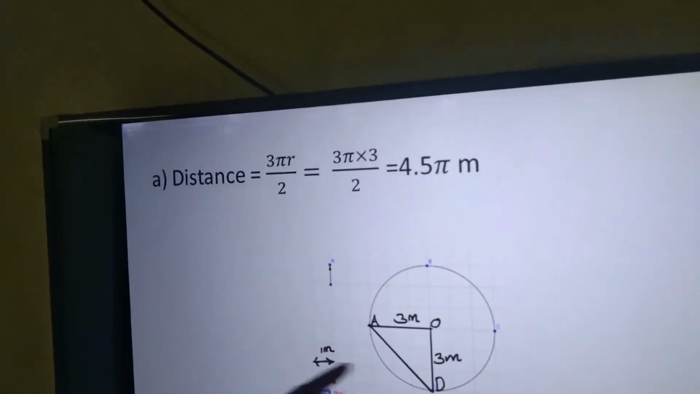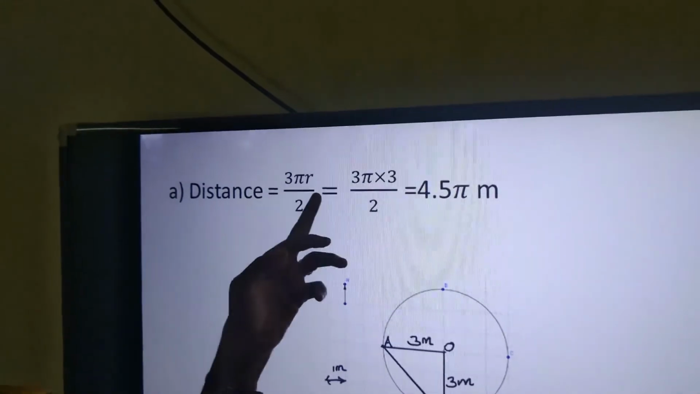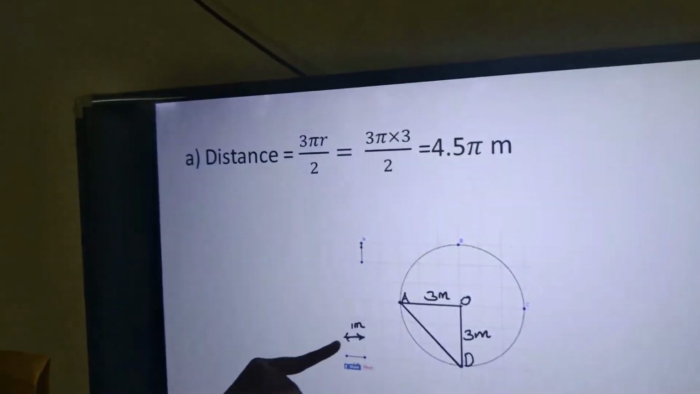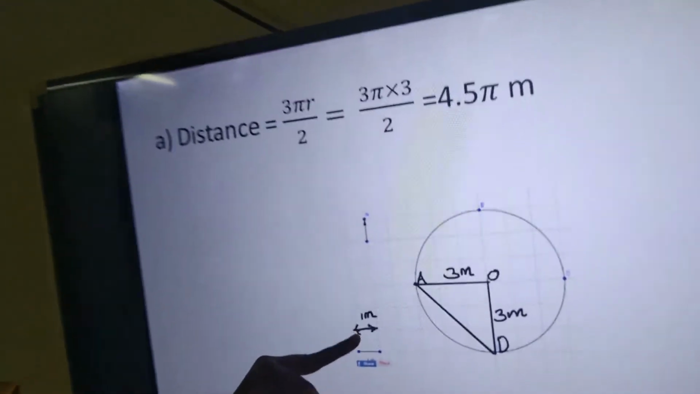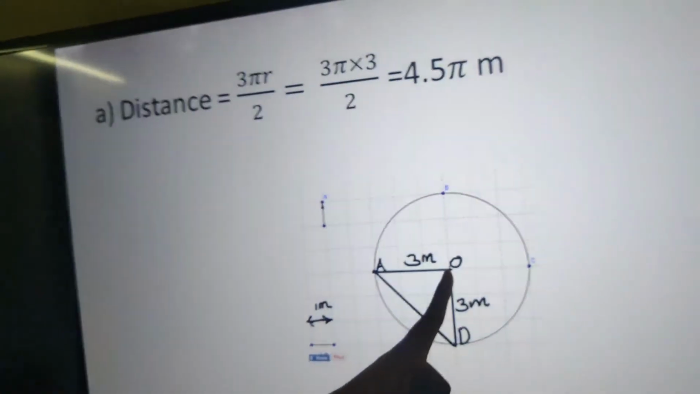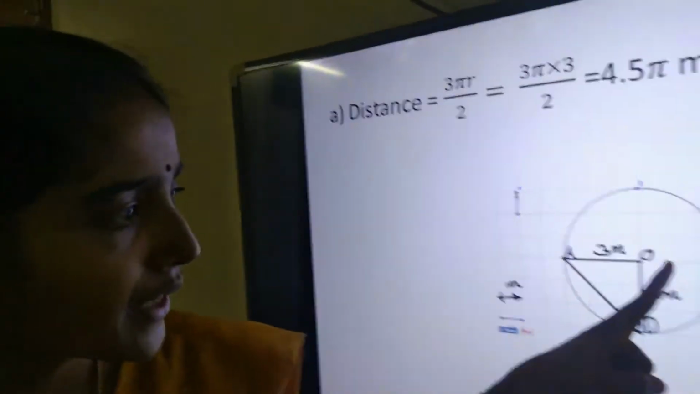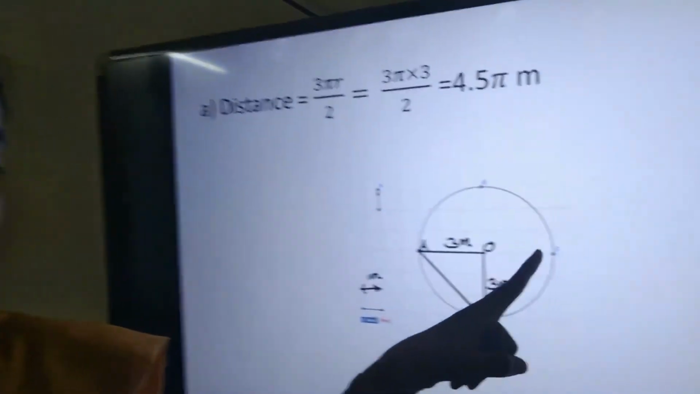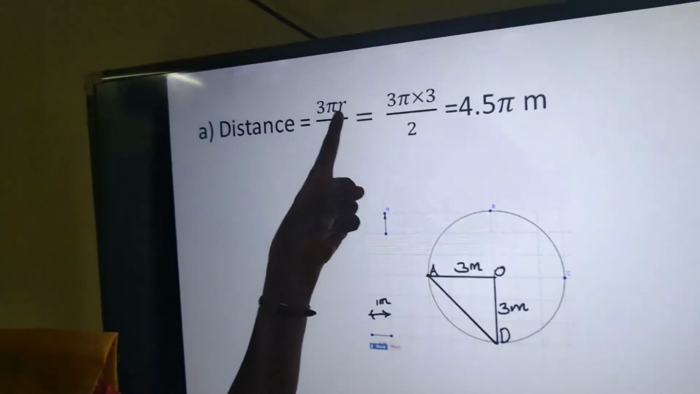Okay, just a minute, I'll explain this. So distance is 3 by 2 pi r, and in the grid here, in this figure, the side of the grid is 1 meter. Look, it is 1 meter. So here, this is the center of the circle. Here you will see the radius is 1 plus 1 plus 1. That means 3 meter is the radius. So in the equation, we will substitute 3.